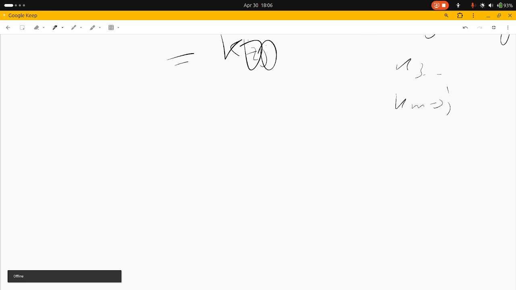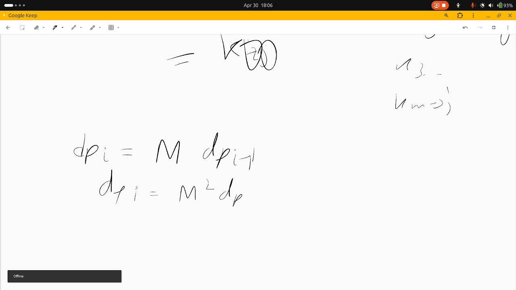So dp of i vector is dp of i minus 1. So for a single transformation we have to multiply once. For a double transformation we have to multiply twice, i minus 2. So for n things we have to multiply n times with the initial dp of 0. So the initial dp of 0 is nothing but where we are starting or where we are going.